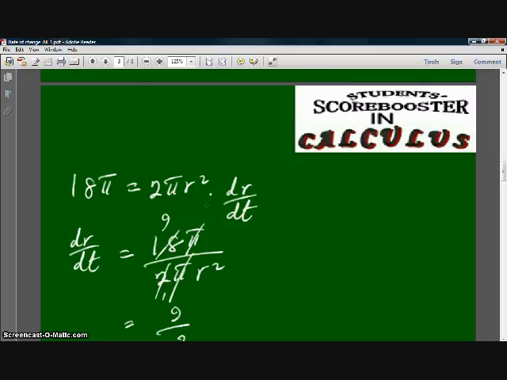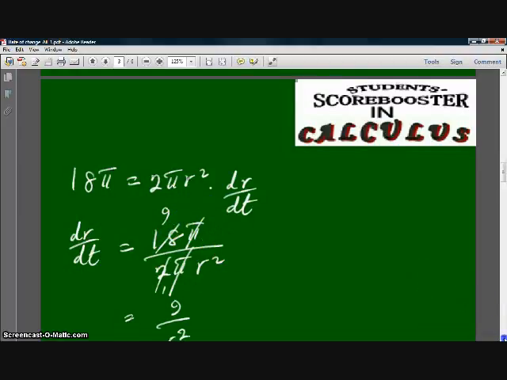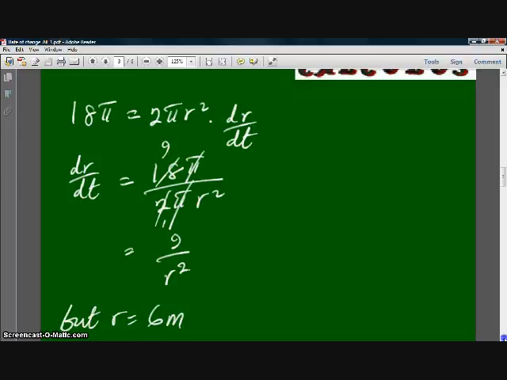So what you just need to do here is to make dr/dt the subject of the formula, and so you have 18π over 2πr². So you have 9 here, 2 here, 1, 2 in 18, 9. π cancels π, so you're going to have 9 over r².